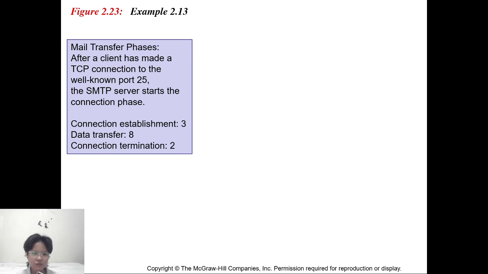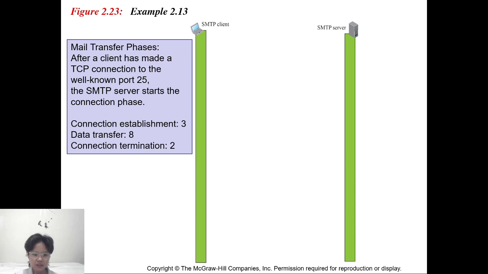For picture 2.23, example 2.13, mail transfer phase. After the client has made a TCP connection to the well-known port 25, the SMTP server starts the connection phase. Connection establishment 3, data transfer 8, connection termination 2.